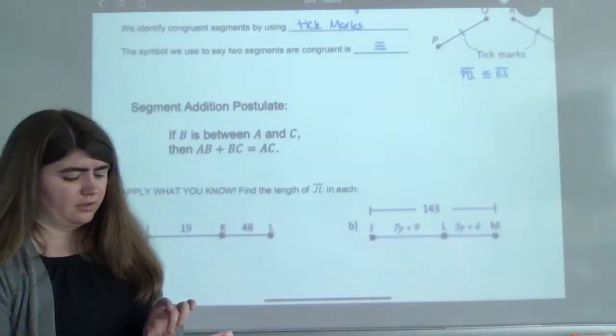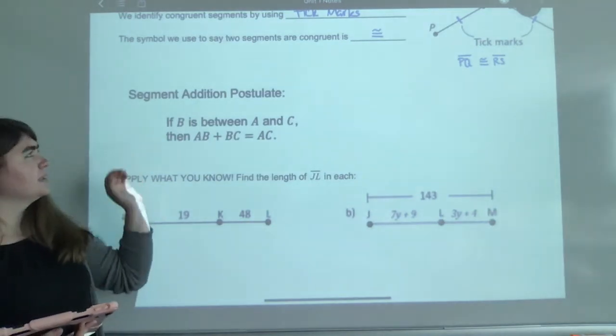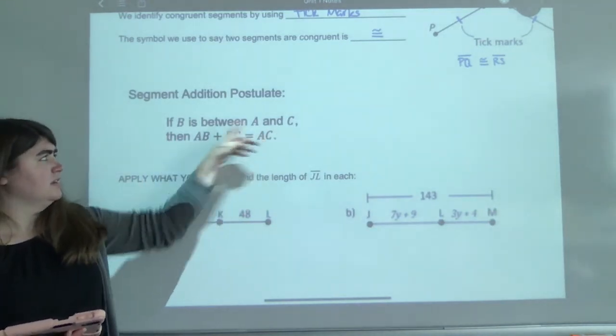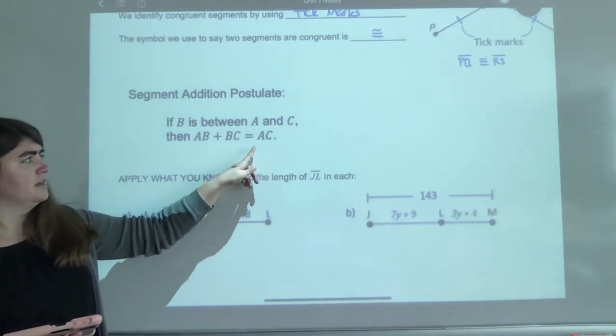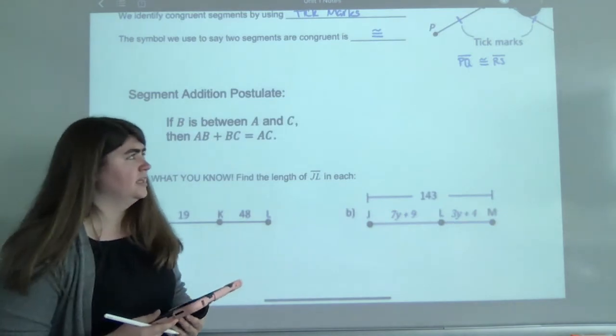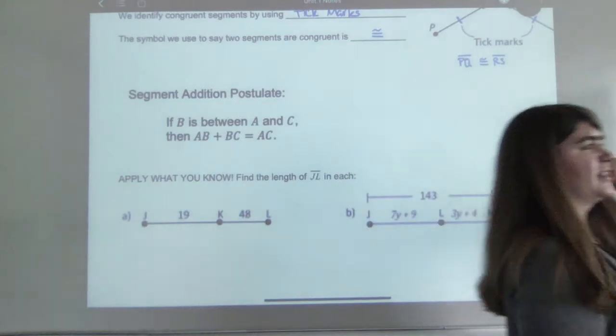Alright, let's go ahead and look at this postulate here. The segment addition postulate says if B is between A and C, then AB plus BC is equal to AC. Alright, so let's go ahead and draw an image to the side over here. We're going to draw out what that might look like.